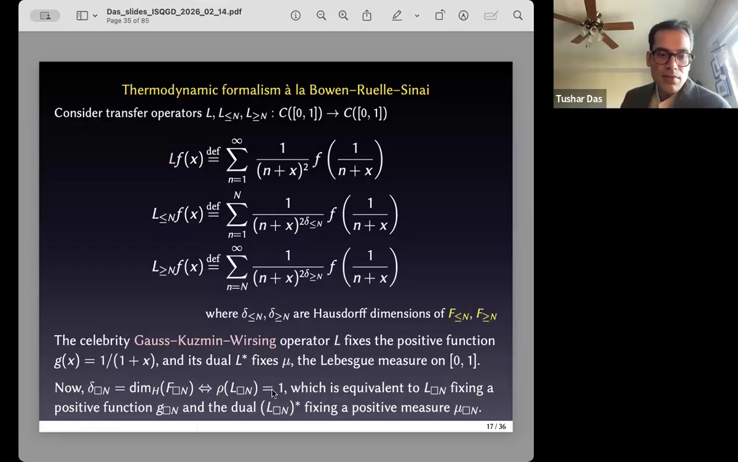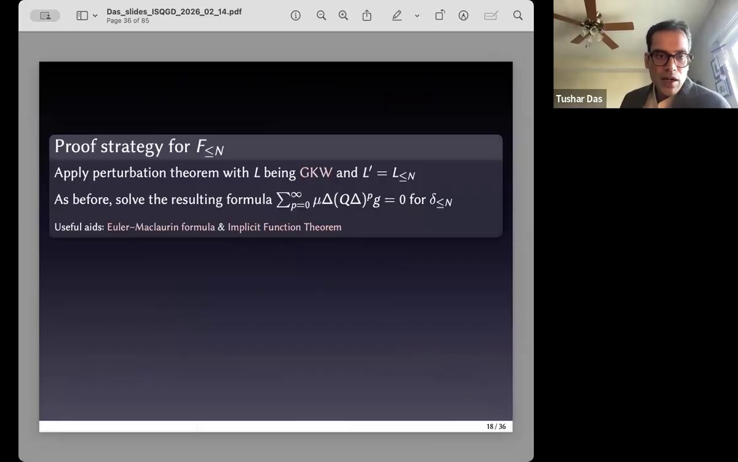And the fact that this is a positive operator whose spectral radius equals 1 is also equivalent to saying that L less than or equal to n has a right fixed point and that its dual has a fixed point as well. So it has a right and left fixed point. So that's the connection between functional analysis on the one hand and Hausdorff dimension on the other. Okay, so now you have our theorem and you've seen how the thermodynamic formalism relates Hausdorff dimension to operator theoretic information.